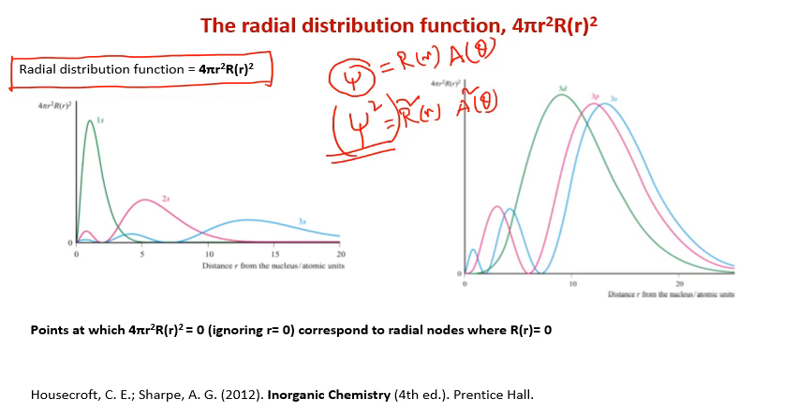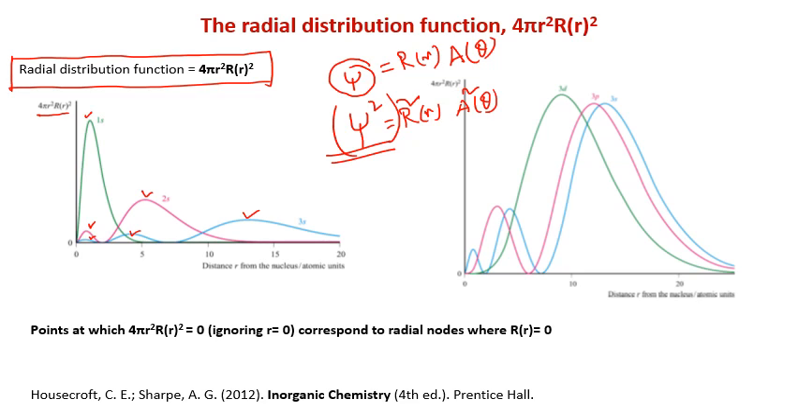Now each of these plots, 4 pi r square into capital R square, has some maximum value. Here you can see one maximum value, one maximum value, one maximum. So each of these plots has at least one maximum value, corresponding to a distance from the nucleus at which the electron probability is highest. You can see that for 1s orbital there is 1, for 2s orbital there are 2 maxima, for 3s orbital you can see there are 3 maximum points. So this is the point where the probability of finding the electron is maximum.